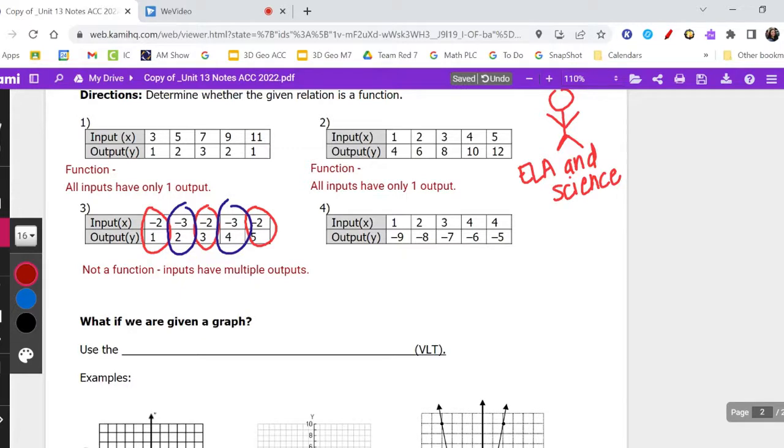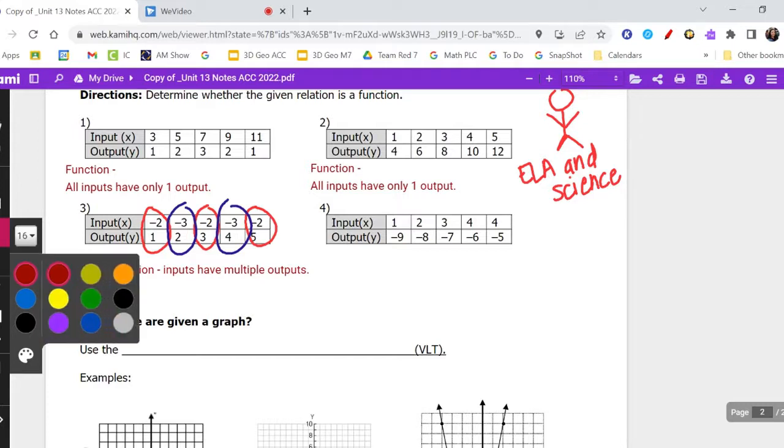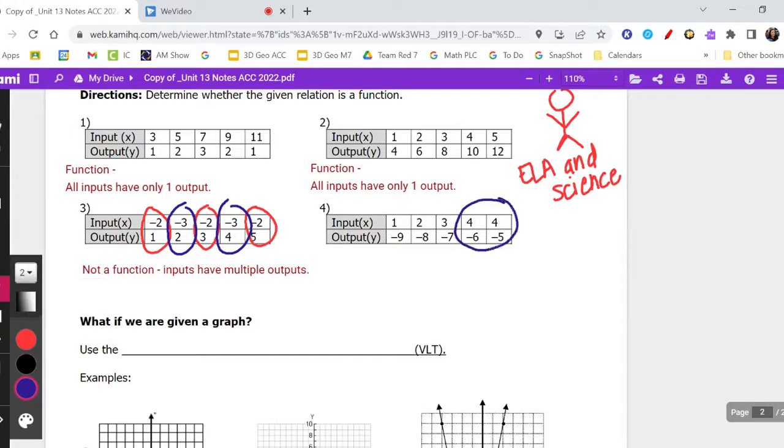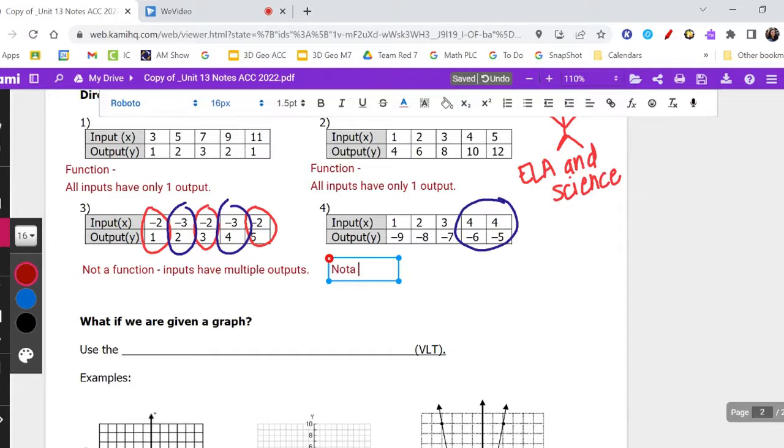All right, here. 1 goes to negative 9. 2 goes to negative 8. 3 goes to negative 7. 4 goes to negative 6. 4 goes to negative 5. Is this a function? No, because here 4 is expected to go to negative 6 and negative 5, and that makes it not a function. So we're going to say not a function. Input 4 has multiple outputs.